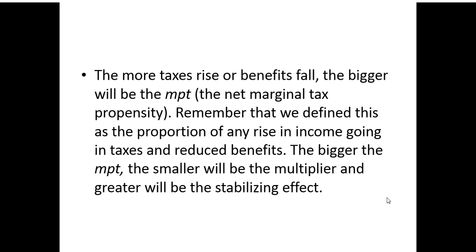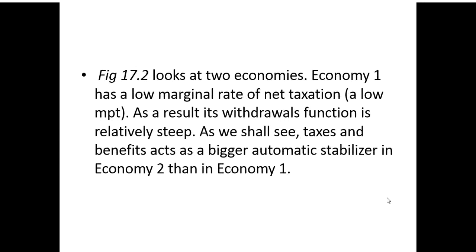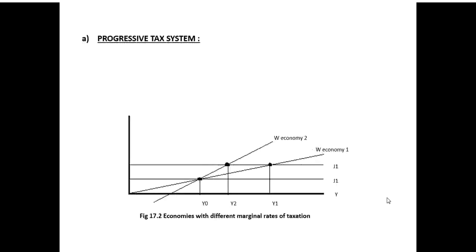The rule: the bigger the MPT, the smaller will be the multiplier. Marginal propensity to tax: what proportion of income is the government going to take away in the form of taxes? Now, please do look at these two economies. The first is economy one. So, what does W mean here? It means the withdrawals, it means the taxes. The tax is the withdrawal. The other withdrawal, of course, is the saving. But here just think of this W as the sum of tax and the savings.